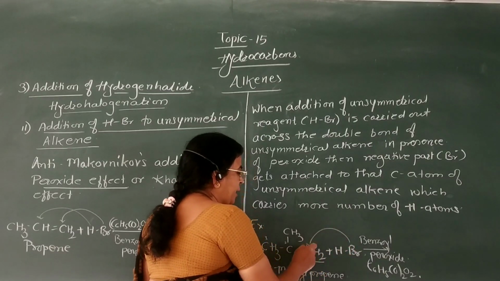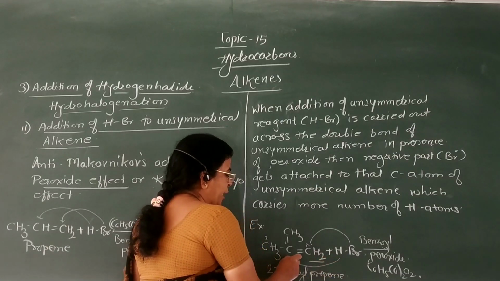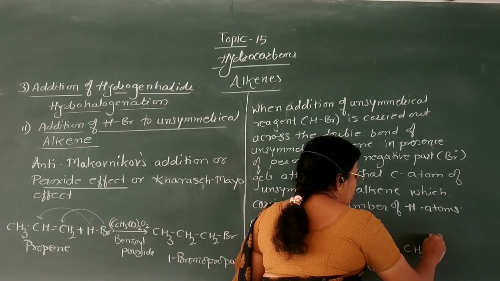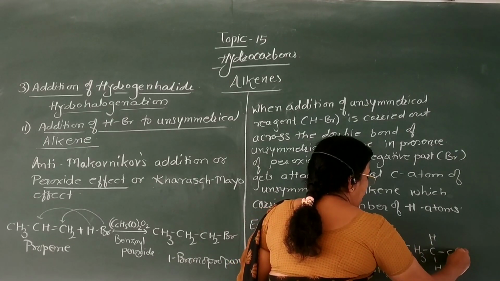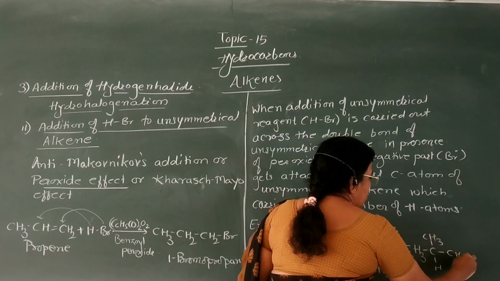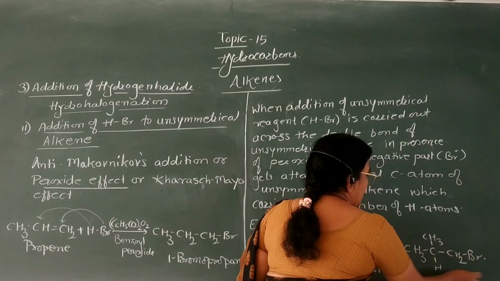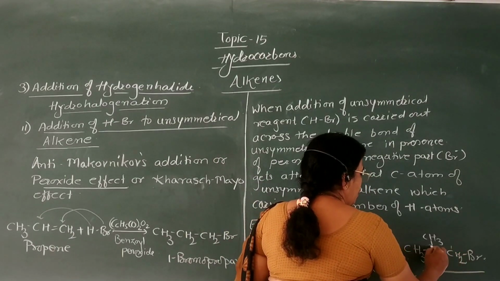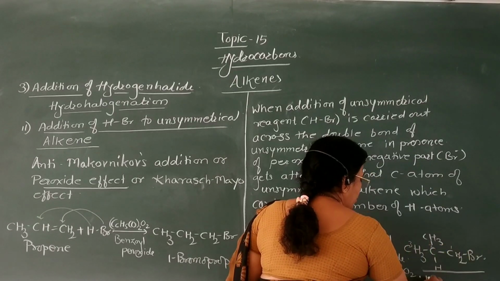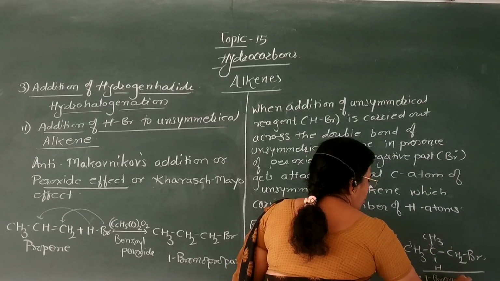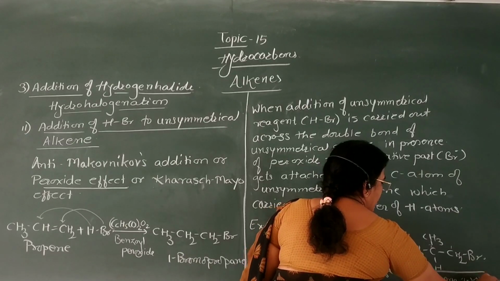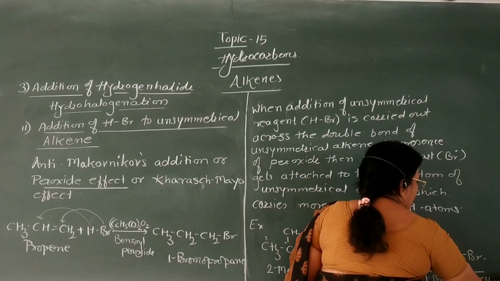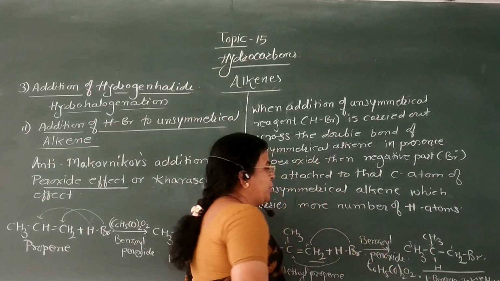Therefore this Br gets attached to this carbon atom and this hydrogen gets attached to this carbon atom to form CH3, CH, CH3, CH2Br. Here formation of this alkyl halide takes place. The name of this alkyl halide: numbering 1, 2, 3, at 1 position there is bromo, therefore it is 1-bromo, 2-methylpropane. It is 1-bromo-2-methylpropane.